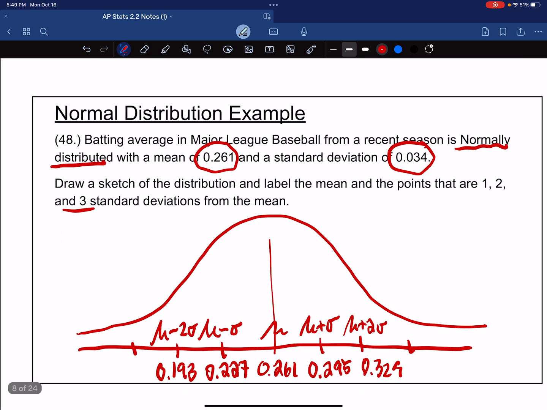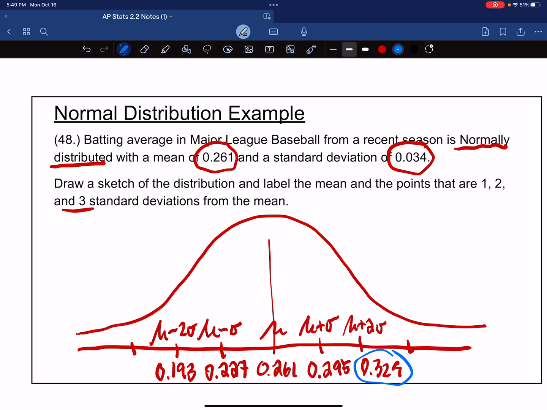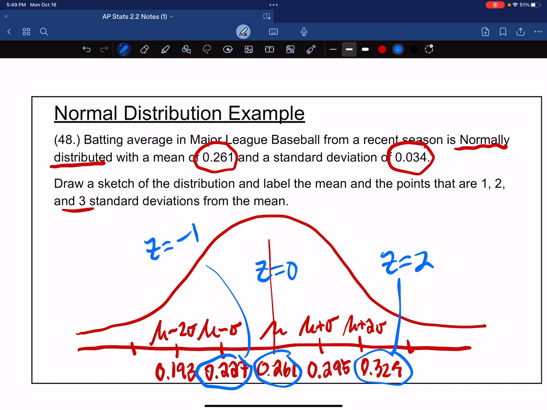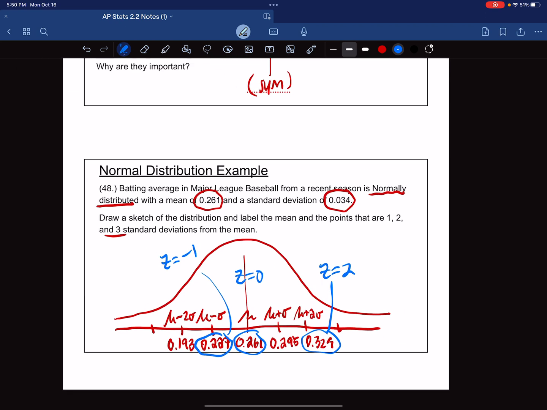But notice what's happening here. This is a really good batting average, right? Anything above 300 is pretty good. So we can see where that number is in relation to the center, and notice that it's 2 standard deviations away. The z-score for that number is 2, right? The z-score for this number is -1. The z-score for this is 0. So your z-score is now placing you on the normal distribution. Okay? Pretty neat.